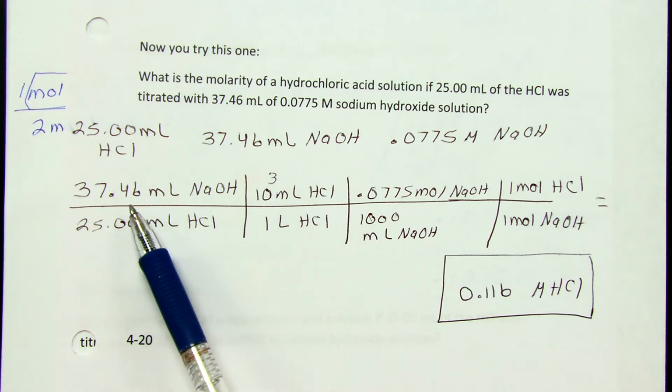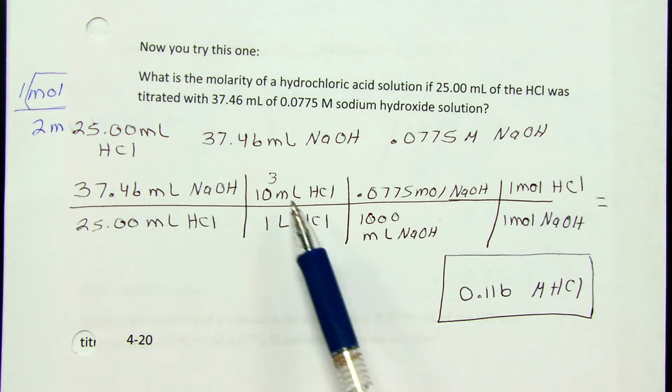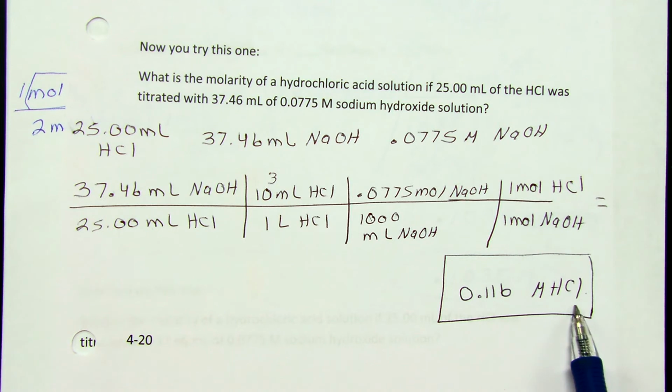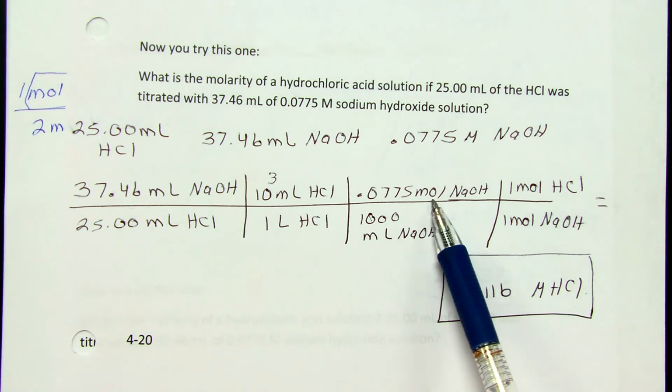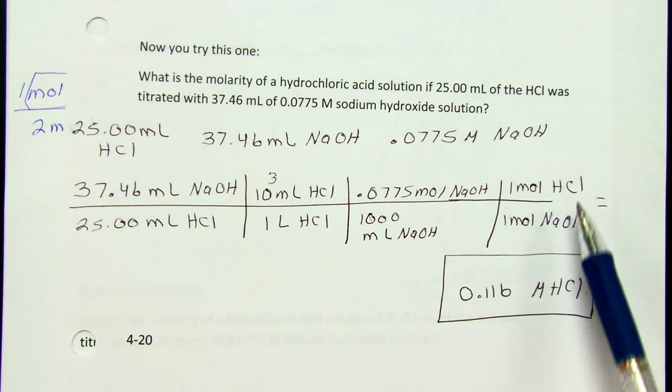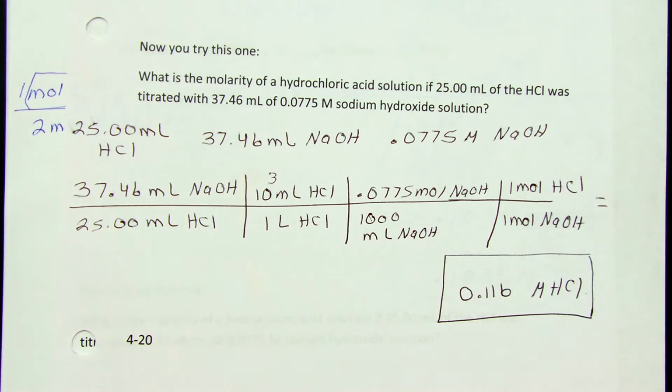So in this case, I had started with what I was given, changed my milliliters of HCl into liters so I could keep that, and then I had to deal with the milliliters of sodium hydroxide, so I canceled with the molarity, then I canceled with the mole-to-mole ratio, and you get moles of HCl per liter, 0.116.